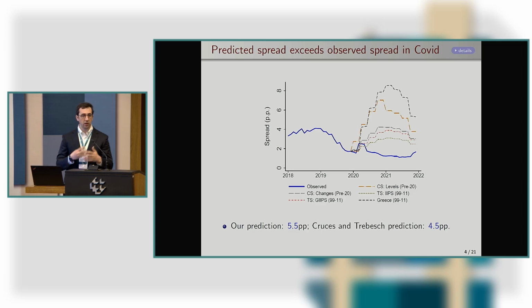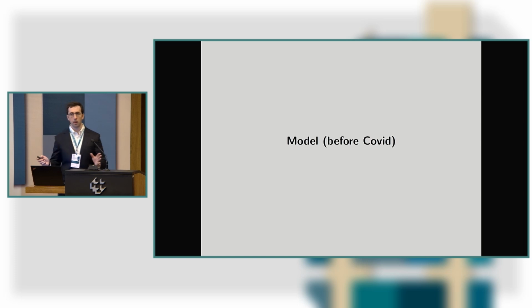So in terms of how much missing spread we want to explain at the end, we're looking in the neighborhood of 5%. And there's a very nice paper by Krouchas and Trebesh from 2013 in AJ Macro, where if you take their coefficients and plug in the changes in debt to GDP and GDP growth, you would get 4.5%, right in the neighborhood of us. So I'm going to go pretty quickly through the model because I want to spend more time with the results.